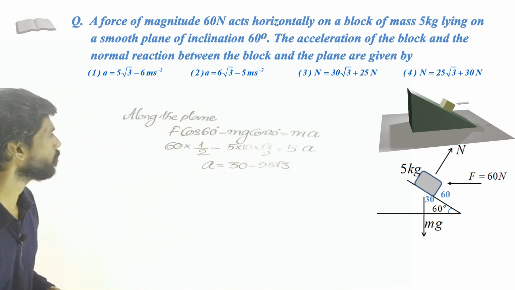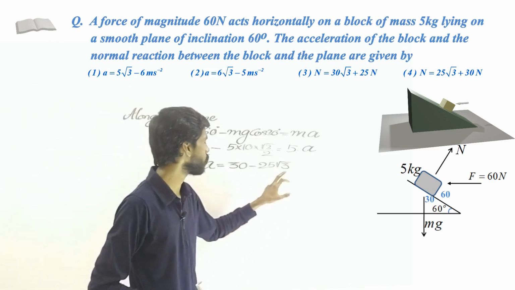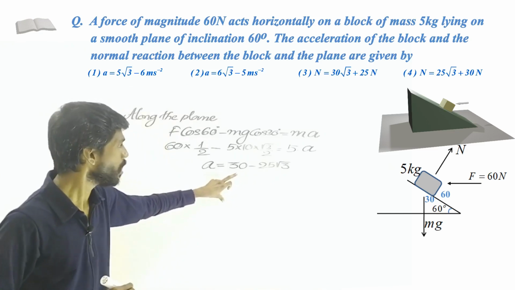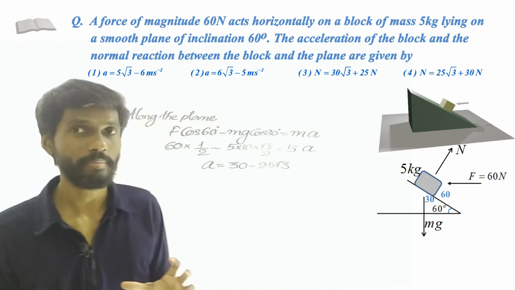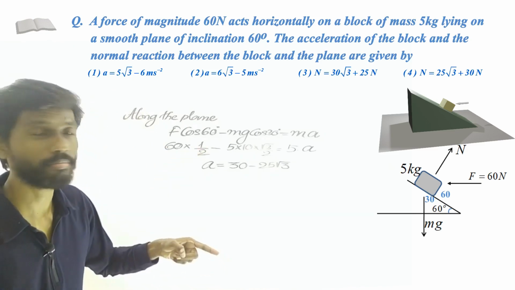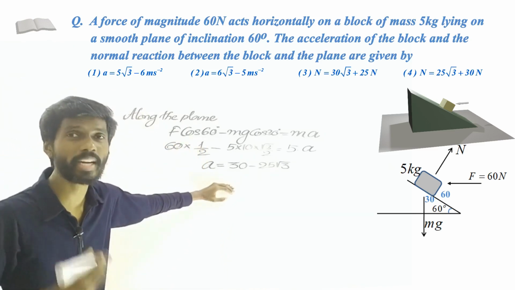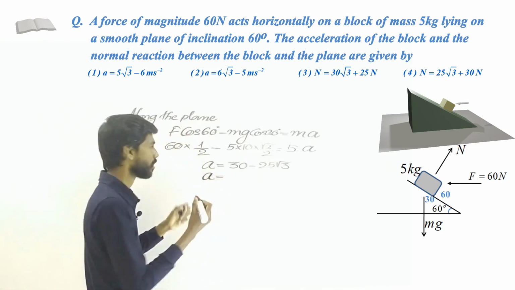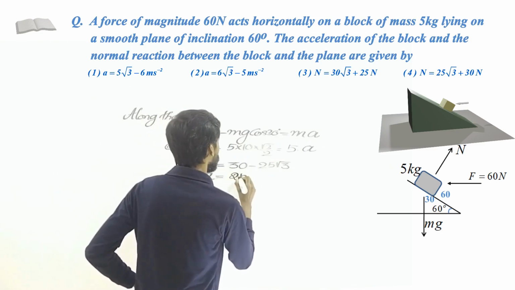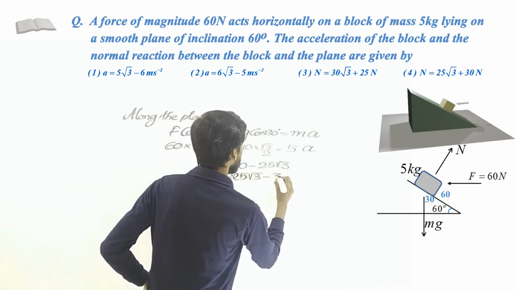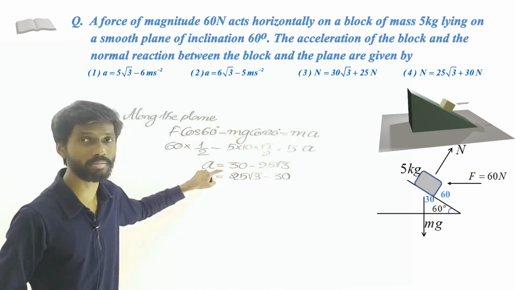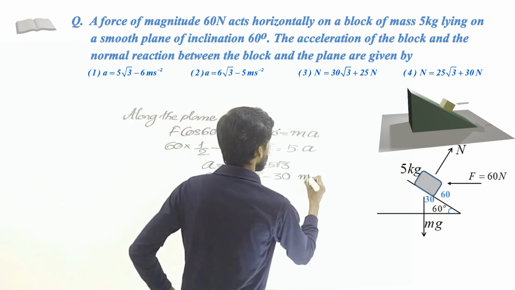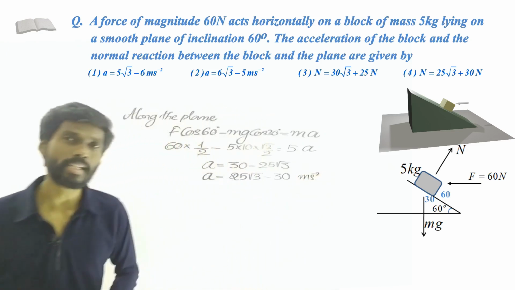Is it positive or negative? So 30 minus 25 root 3. Root 3 is 1 point something, so this value is bigger, so this is a negative value. That means we understand that the object is moving in the downward direction. But we have taken the upward direction to be positive, that's why we are getting the negative sign. If you want only the magnitude, we just write the positive value, so we can write it as 25 root 3 minus 30. Both are correct, but since it is negative and we just need the magnitude, we write the positive value. So this is the required acceleration, in meters per second squared.